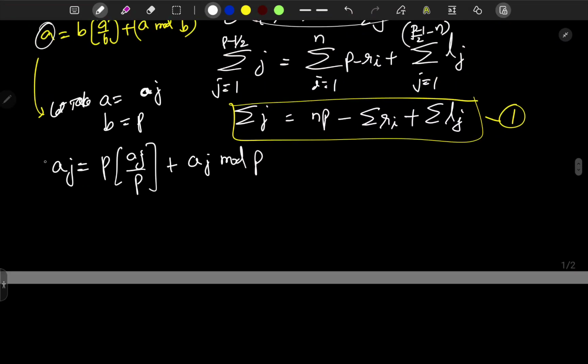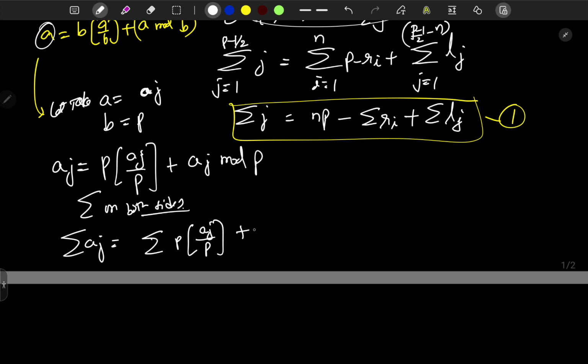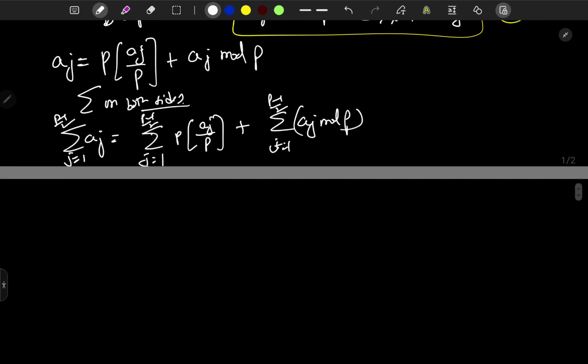After that, what I am saying means, apply sigma on both sides. Sigma on both sides. What will happen? Sigma a_j, sigma p into floor(a_j by p), sigma a_j mod p, where j is running from 1 to (p minus 1) by 2. So what will happen? a into sigma j, j equals 1 to (p minus 1) by 2.